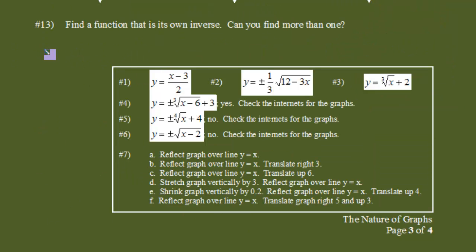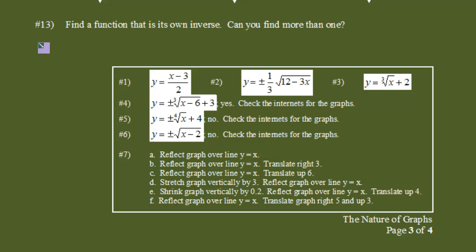13. Find a function that is its own inverse. Can you find more than one? What this question is basically asking you: find a function that is symmetric with the line y equals x. Because if it is symmetric with it and you reflect it about that line of symmetry, you're going to end up with the same graph.